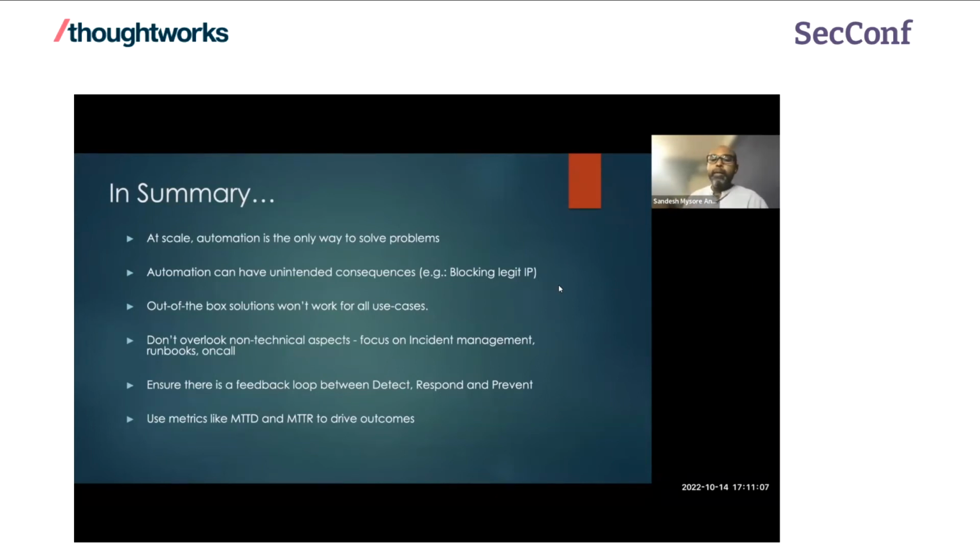And then finally, incident response. In the end, a lot of security is people, process, technology. We focus a lot on technology today, but people and process are important too. When you talk about incident management specifically, you want to prepare for incidents, have runbooks, have on-call teams, and figure out how you will respond to incidents and have that play ready even before an incident happens. And finally, ensuring there's a feedback loop between these three stages is really important.